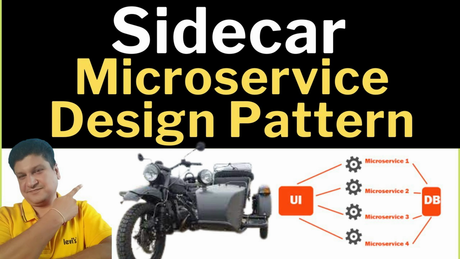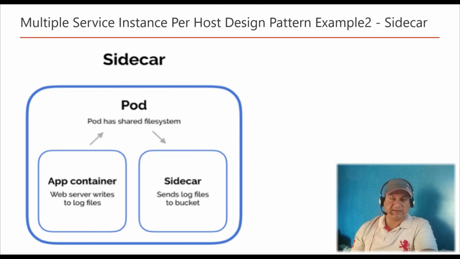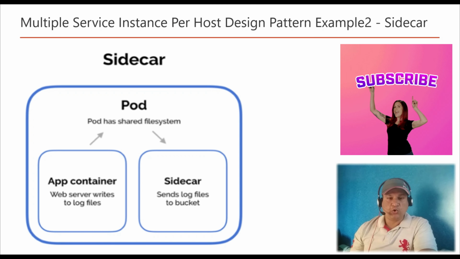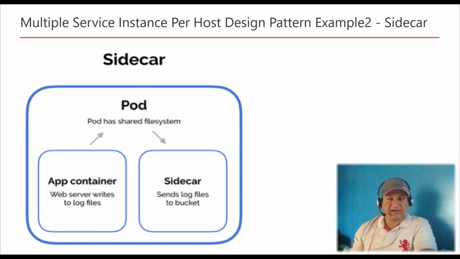If you have seen my previous video on the Sidecar design pattern, what happens there is that in a given pod, we run two different containers. One container is running your microservice and the other container is running the supporting services required by the microservice, and that we call a sidecar. The sidecar container and the microservice container share resources and the file system between them, and the sidecar complements the functionality of the microservice container.